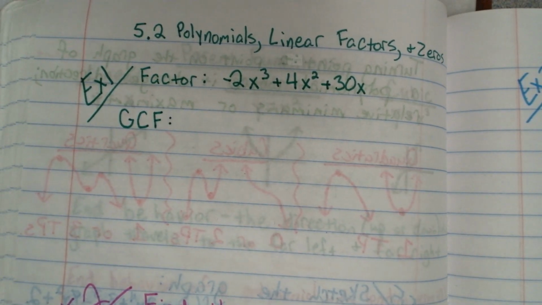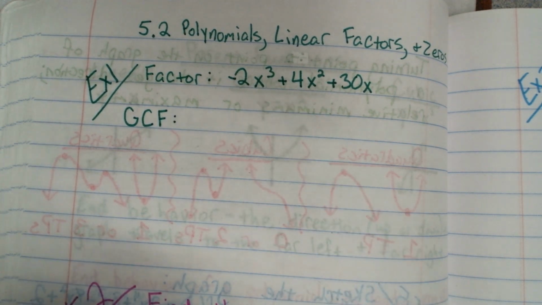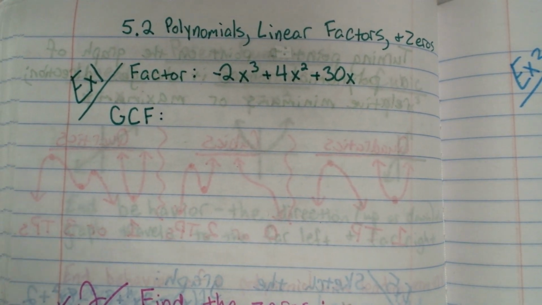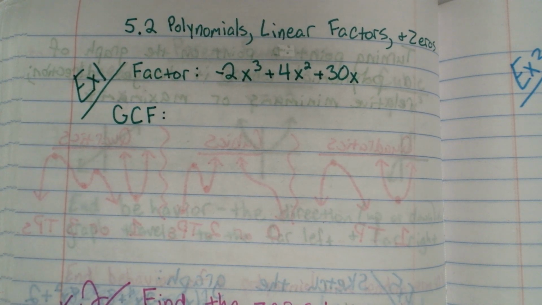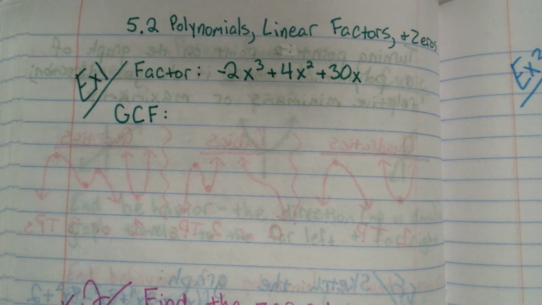Hello, everybody. We're going to talk about Chapter 5, Section 2 today. It's still polynomials. We're looking at linear factors and zeros. So really, most of the stuff we are doing today is going to be a refresher over some stuff that we did in Chapter 4, but we're applying it to higher degree polynomials.